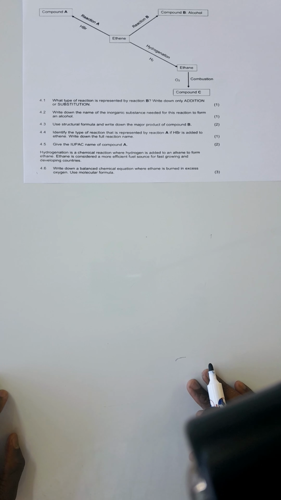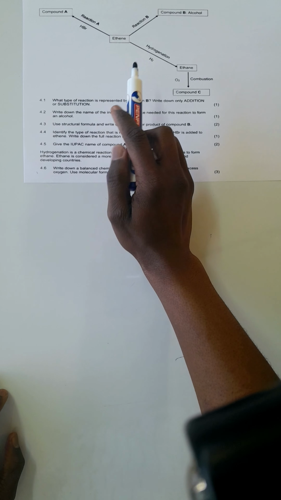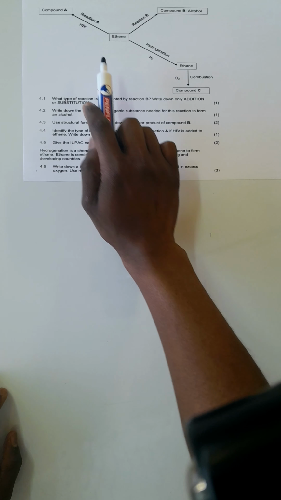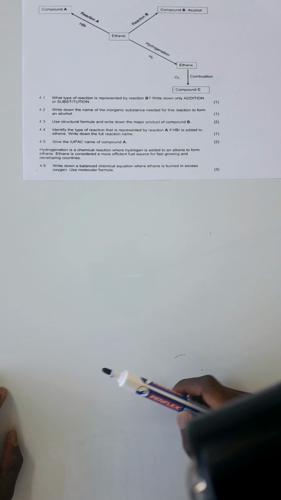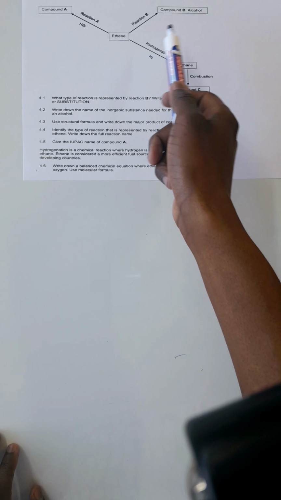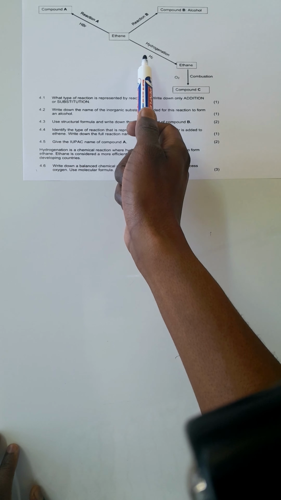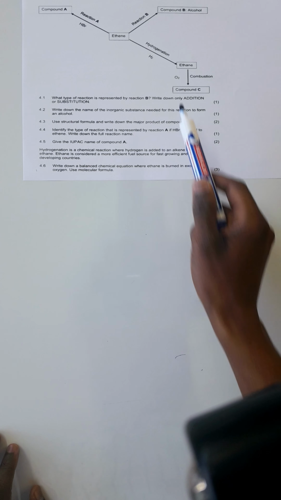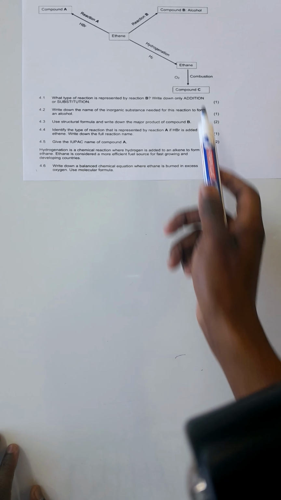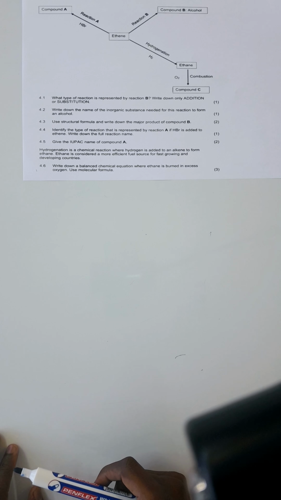Right, so here we have ethene reacting via reaction A with hydrogen bromide to give us compound A. Compound B is an alcohol, formed by reaction B. And then we have hydrogenation, the addition of hydrogen gas, to give us ethane. And ethane reacts by combustion to give us compound C.